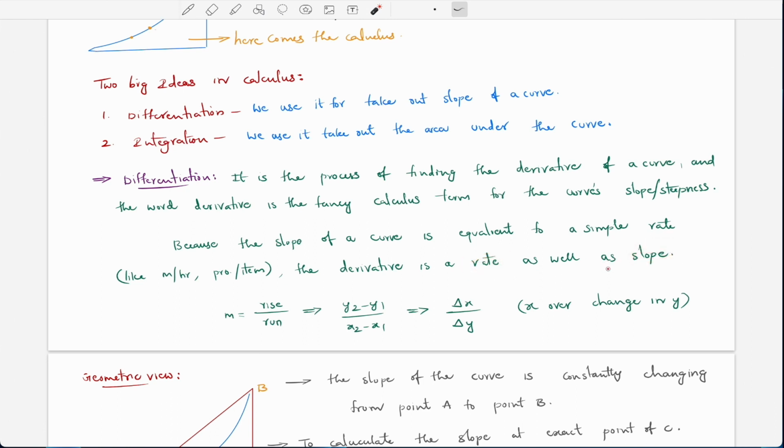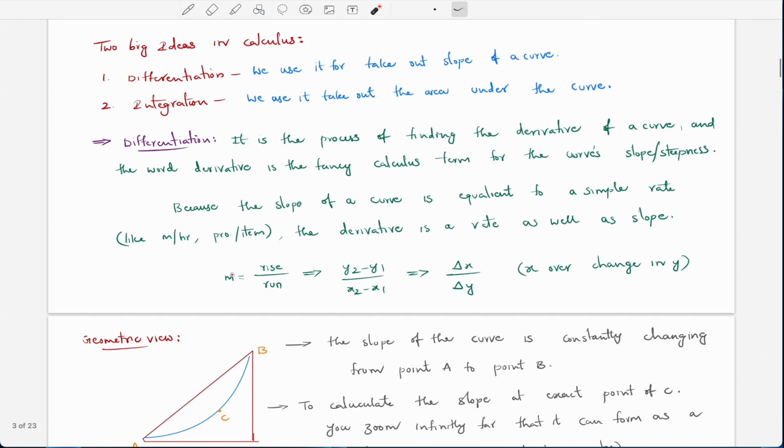So how do we find that? As we discussed, how do we find the slope? Rise over run. If we have x1, y1, x2, y2 values, we simply plug them into the formula, y2 minus y1 over x2 minus x1. It tells us how much y changes when x changes, the change in y over the change in x. I hope you're getting it.